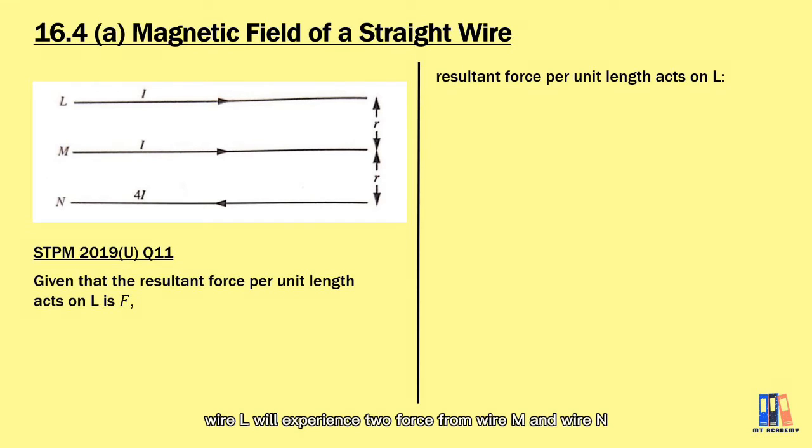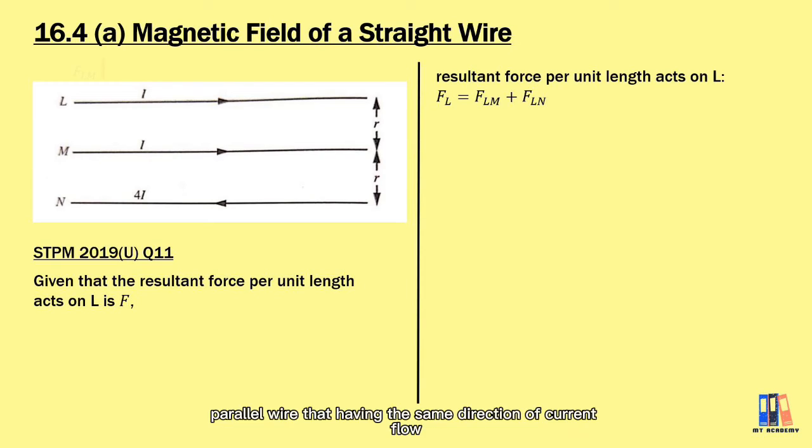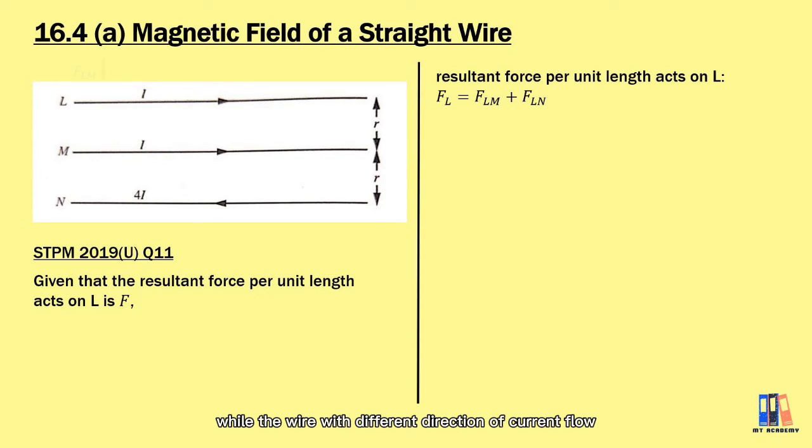Basically, wire L will experience two forces, from wire M and wire N. Based on the previous discussion, parallel wires having the same direction of current flow will experience an attraction force, while wires with different directions of current flow will experience a repulsion force. So wire L will be attracted to wire M, where the force will be a downward force. At the same time, it will also be pushed to the top by wire N. So I will take the direction to the top as a positive value.